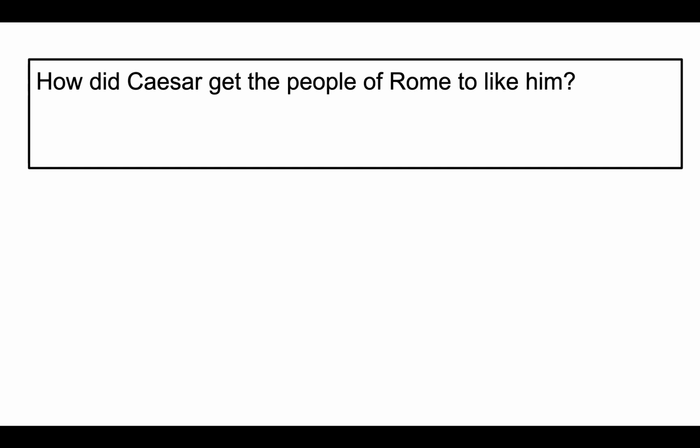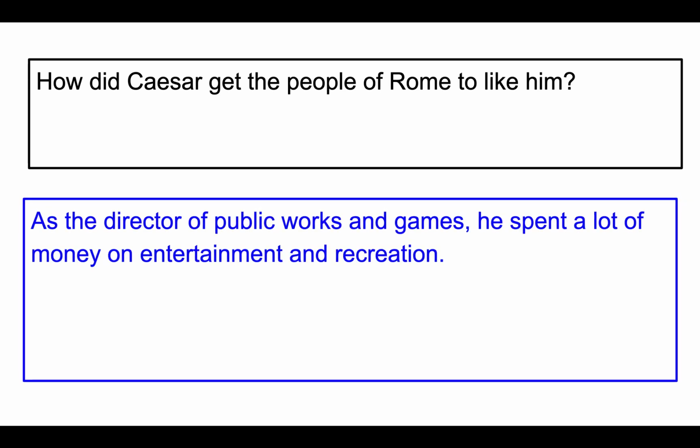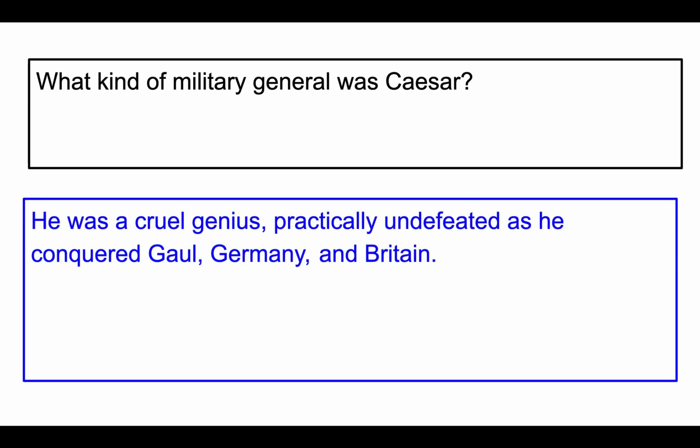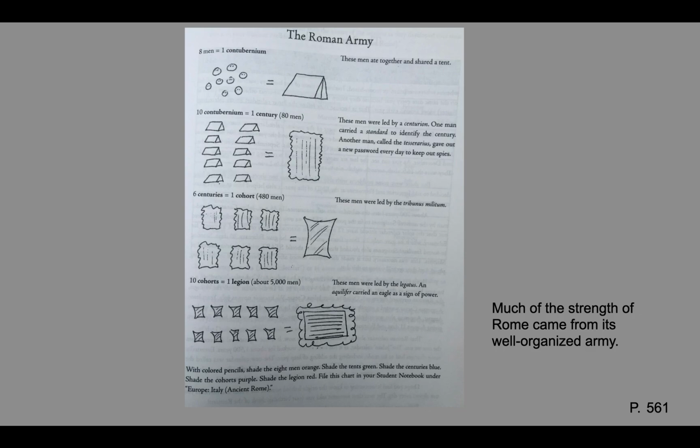How did Caesar manage to get the people of Rome to like him? Well, people really like to be entertained. They really like their fun and their games. And that's how he got them to like him, by spending a lot of money on that stuff. What kind of military general was he? He was a cruel genius, practically undefeated, as he conquered Gaul, Germany, and Britain.